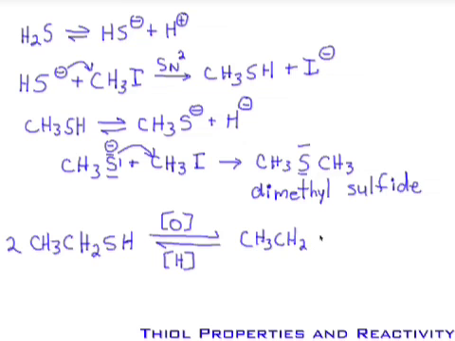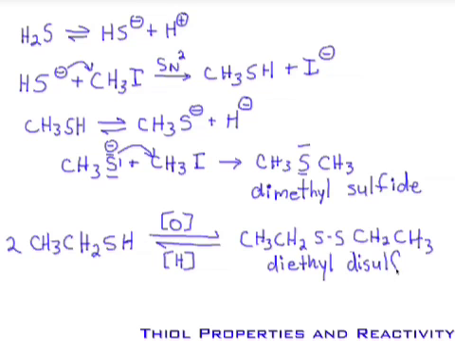With fairly moderate oxidizing agents, you can produce disulfide linkages and produce molecules like this, which is diethyl disulfide. Now, this type of chemistry is very important because it's the type of chemistry that goes on in hair salons.